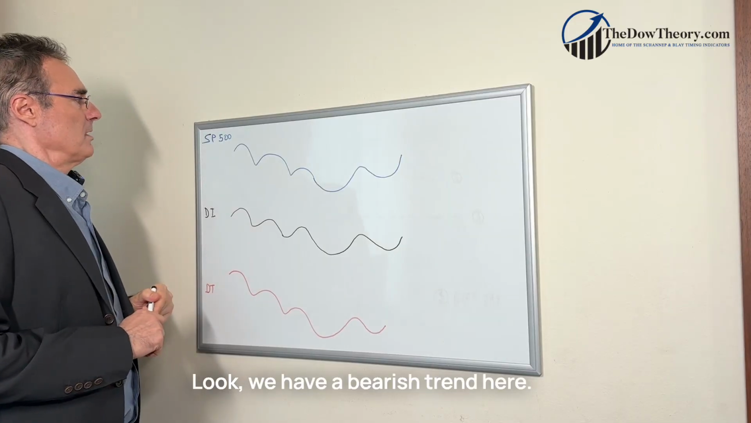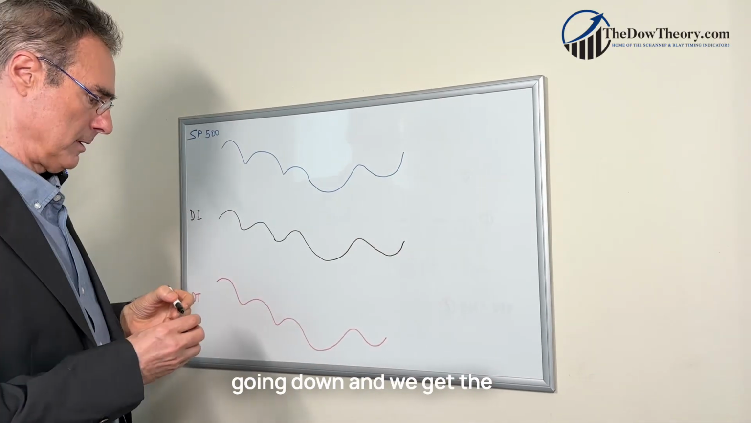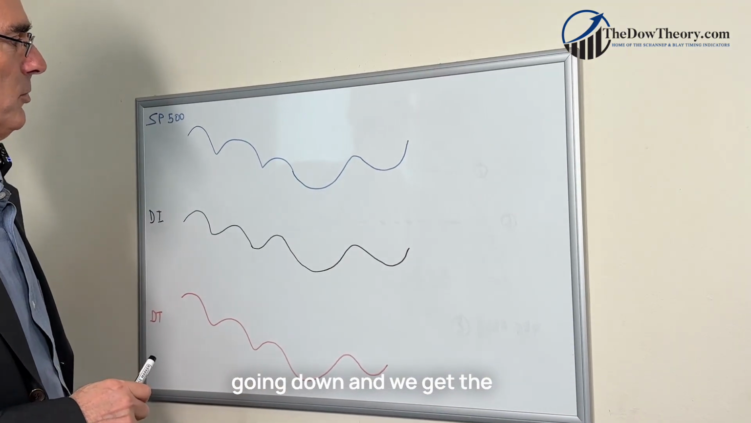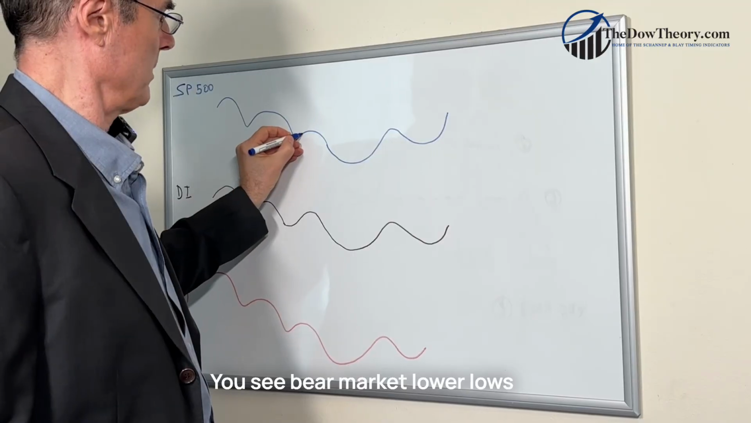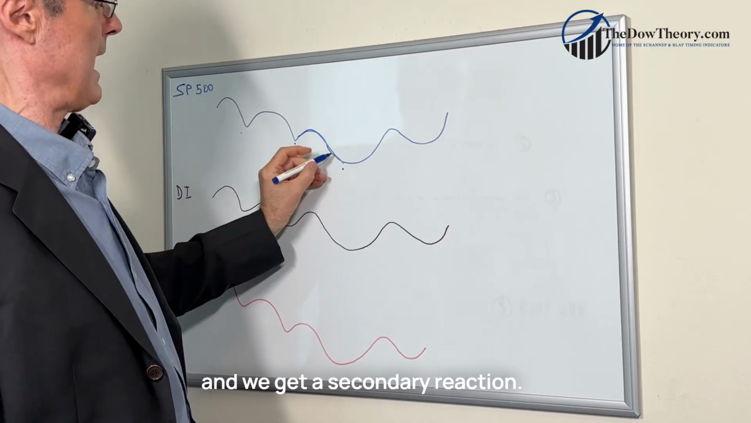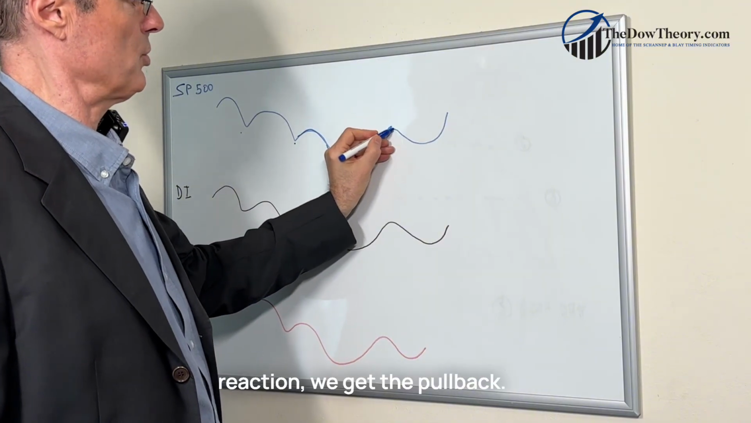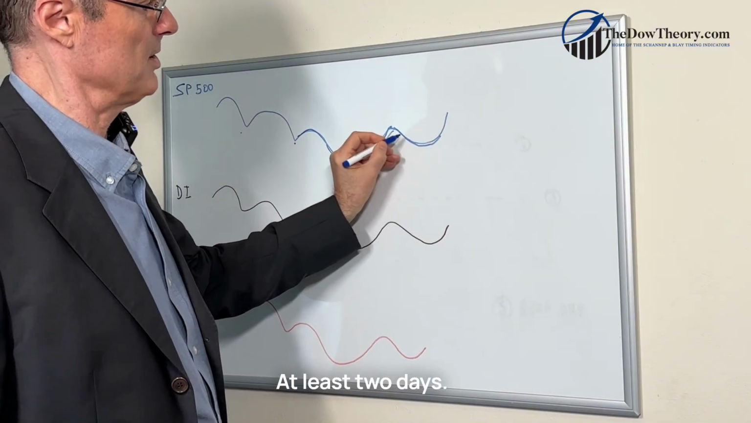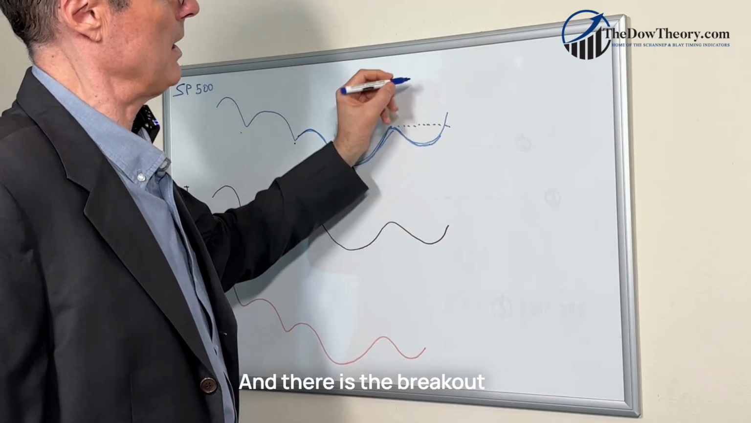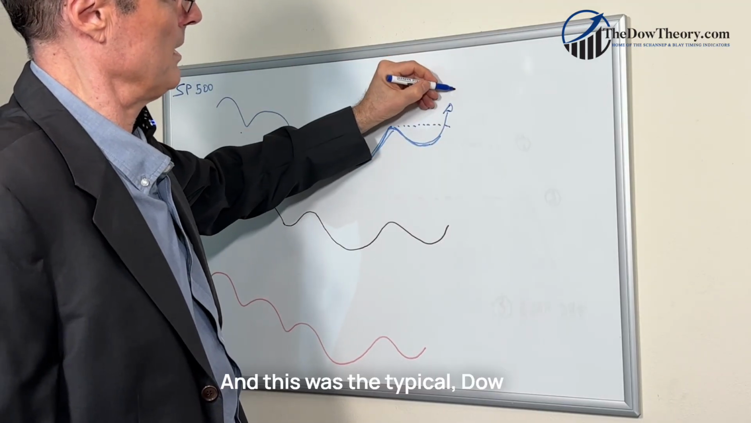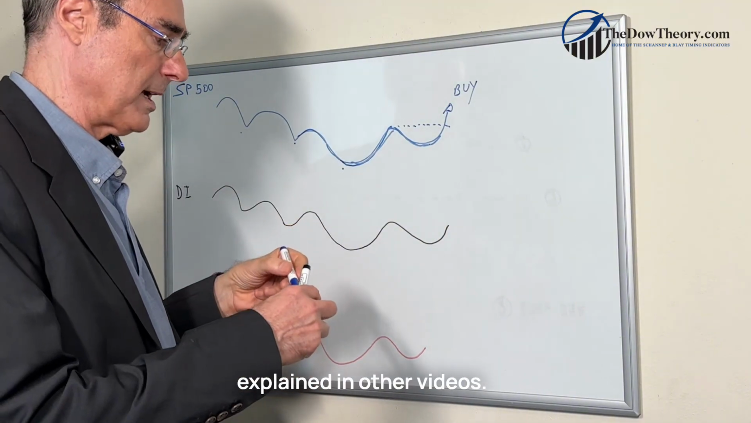Look, we have a bearish trend here. As you can see, the market is going down. And we get the typical Dow Theory buy signal. You see, bear market, lower lows. And we get a secondary reaction. Then after the secondary reaction, we get the pullback, at least 2 days. And there is the breakout above the pullback. And this was the typical Dow Theory buy signal, which I explained in other videos.